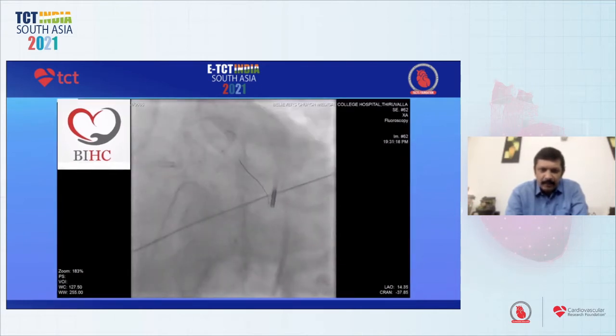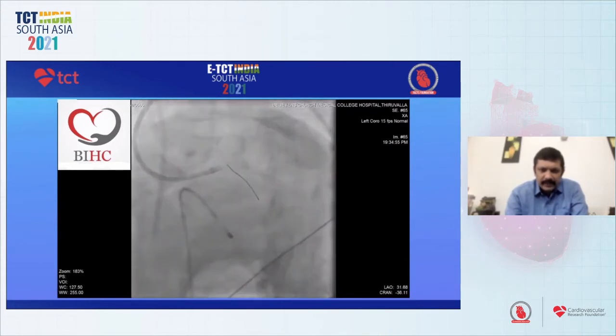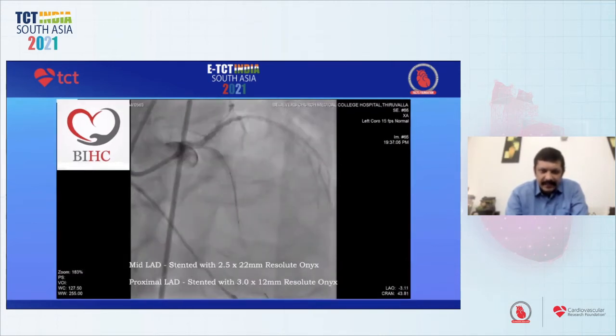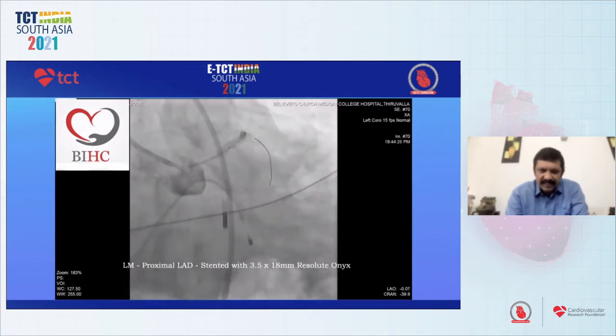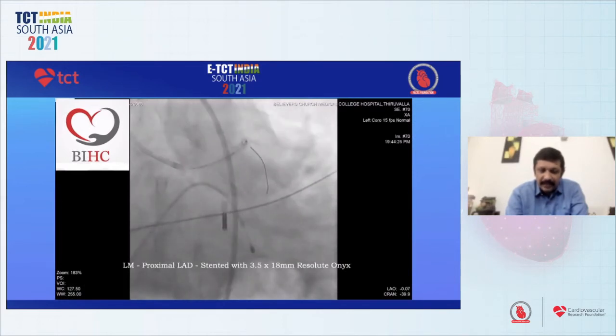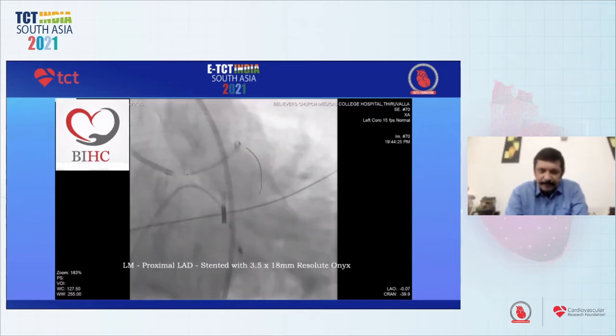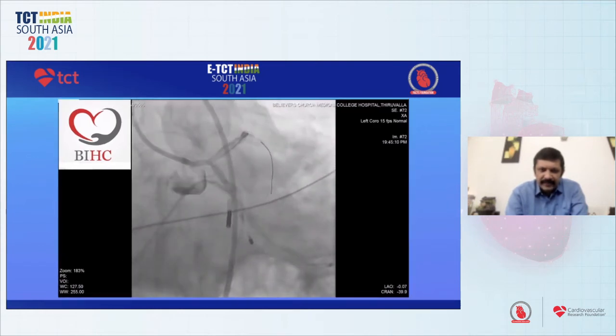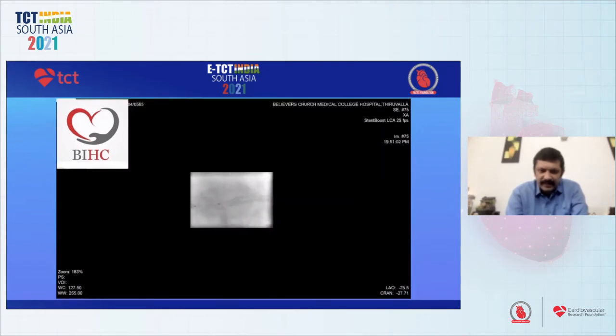And subsequently we crushed the ostium of the LCX with a balloon. Then we stented the distal LAD with a 2.5 x 22 mm Resolute Onyx, followed by the proximal, which was stented with a 3.0 x 12 mm, and subsequently the left main was stented with a 3.5 x 18 mm Resolute Onyx. Then we did the post dilatation.